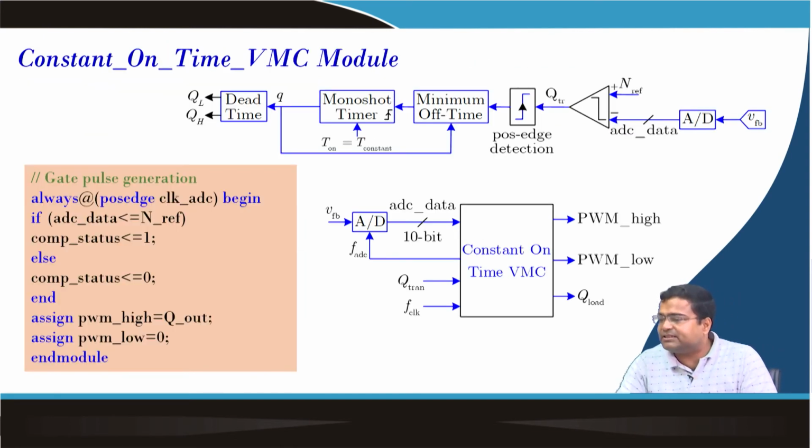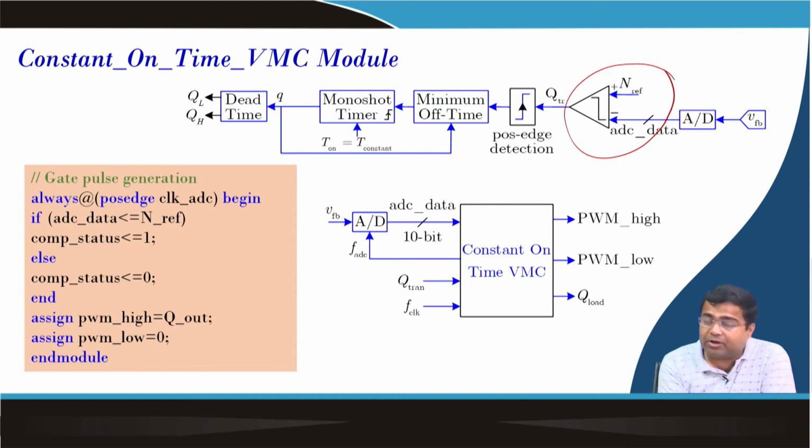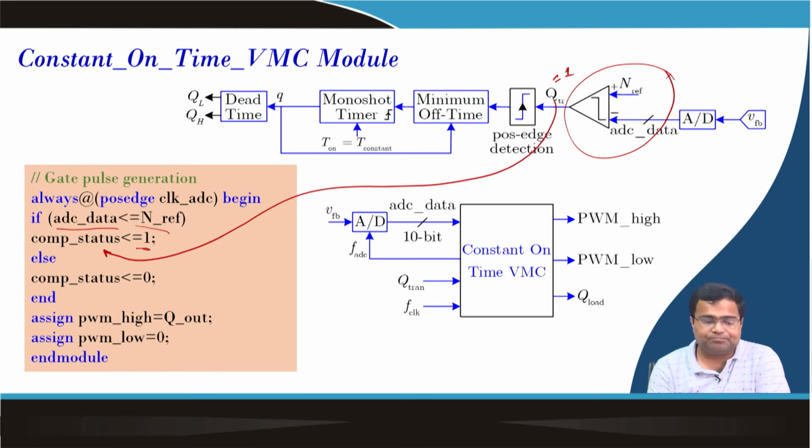Next, we have this modulator. Now, we want to generate this particular implementation logic. Because we want to go close to an analog comparator, but since we have a limitation in the clock, we are using the ADC clock. So we will check on each ADC clock, as the data is updating, whether the ADC data is smaller than the reference. If it is smaller, that means the output voltage is smaller than the reference voltage, then the status of the comparator goes high, that means this QTR will be high. This QTR is nothing but my comparator status. If it is above, then it will be 0.